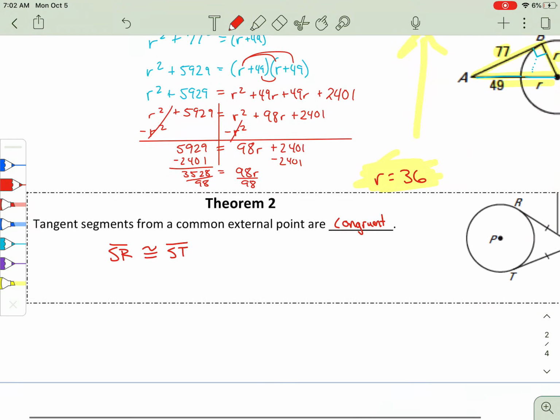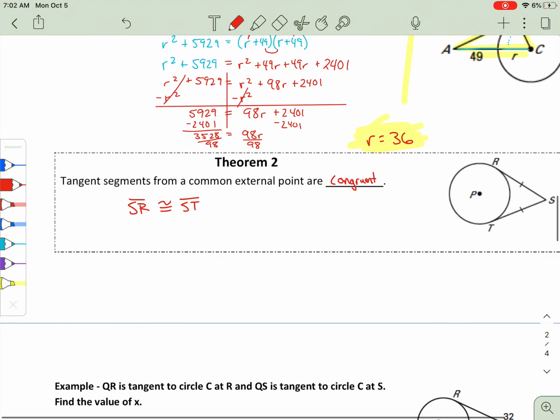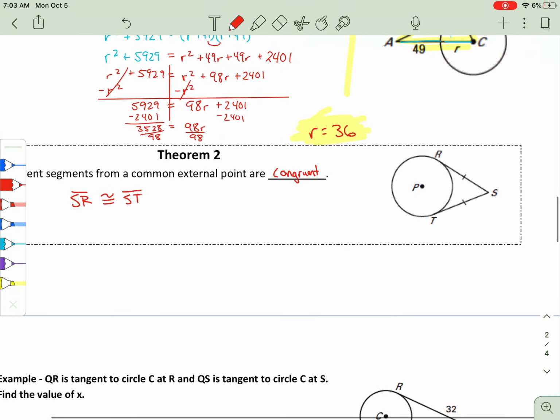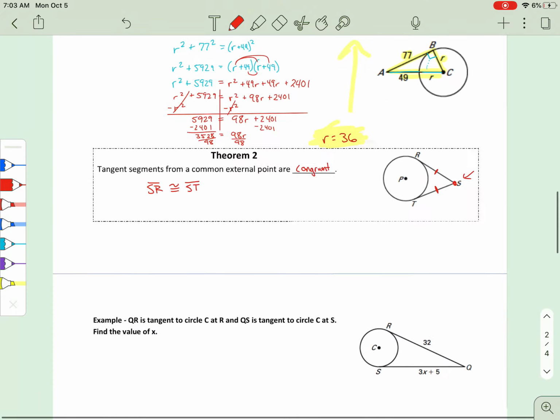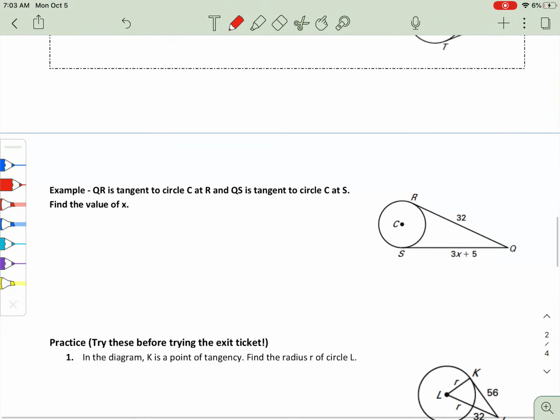We just did that. Okay, theorem number 2 says tangent segments from a common external point are congruent. As you notice, this is the tangent line because it touches the circle right there one time. Same with this one. And since they are both tangent lines and they both come from the same point S, that means they are congruent. And anytime two things are congruent, you can set them equal to each other.